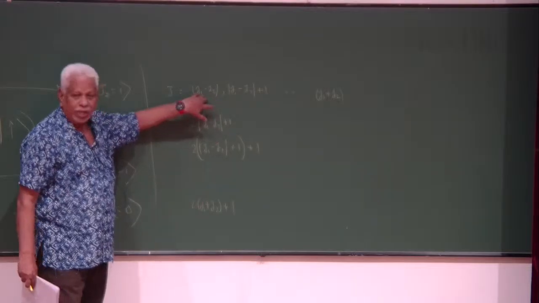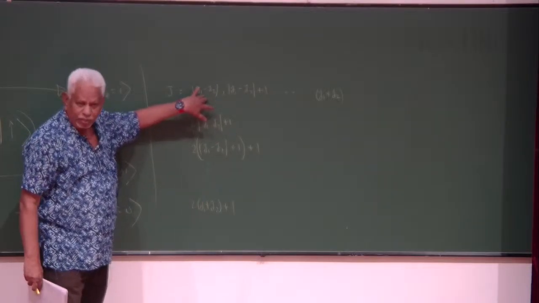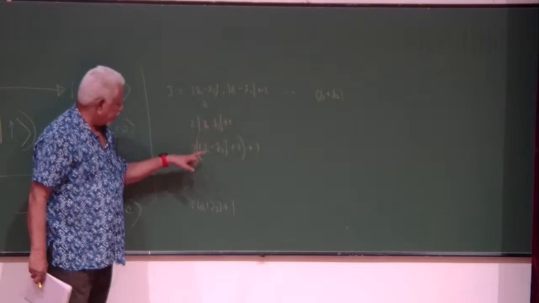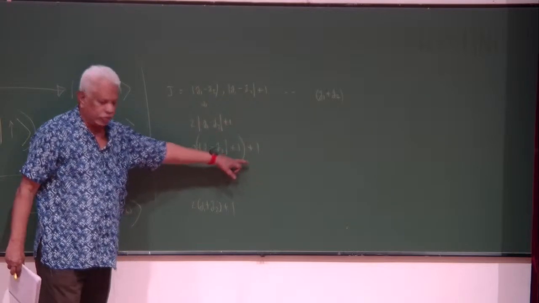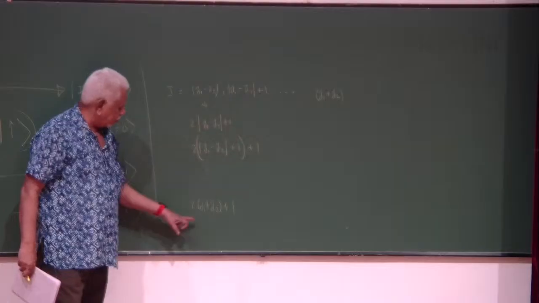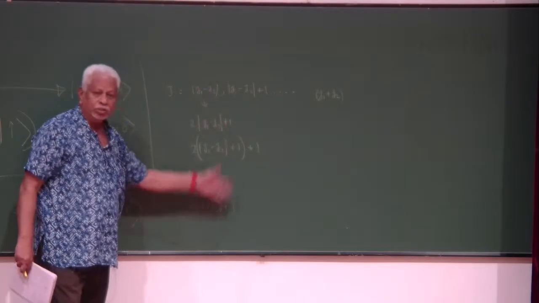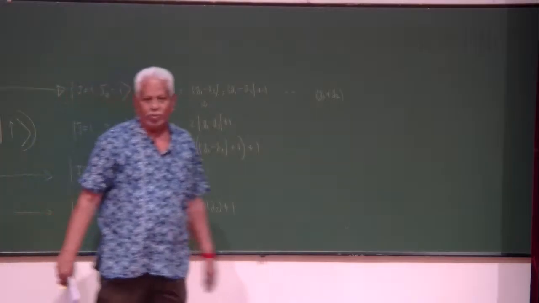You just have to take the spin, multiply by 2 and add 1. Take the spin, multiply by 2 and add 1. Take the final spin, multiply by 2 and add 1. This is the dimension of each of the angular momenta.